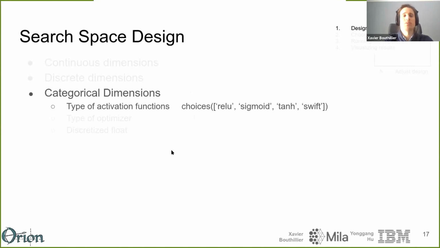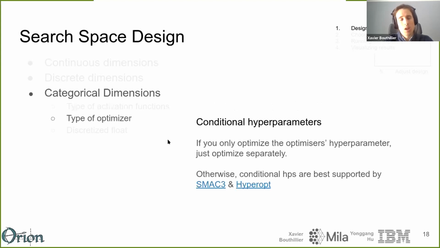I don't have specific recommendations for this. From experience, most of the time, ReLU would be one that would work well. Swish maybe as well. I've seen many times people wanting to optimize the type of optimizer, so either SGD or Adam or Adagrad, and make this a hyperparameter.